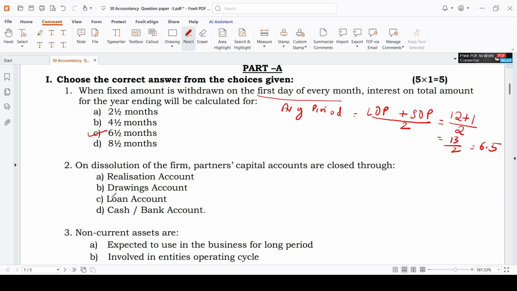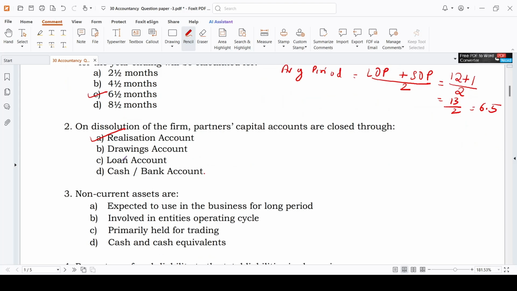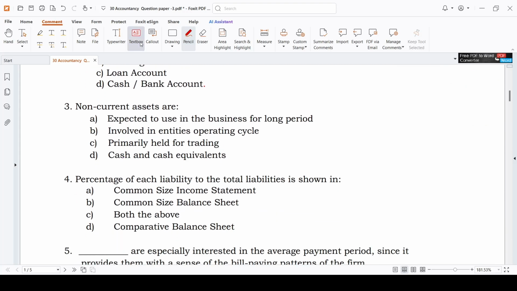On dissolution of the firm, partners' capital accounts are closed through the realization account. Non-current assets are expected to be used in the business for a longer period of time.